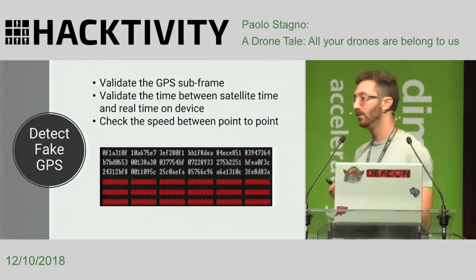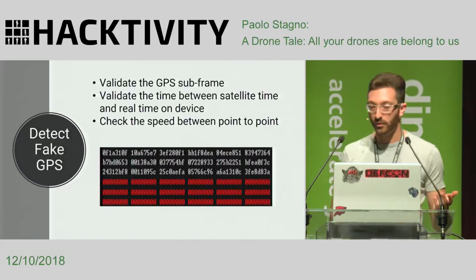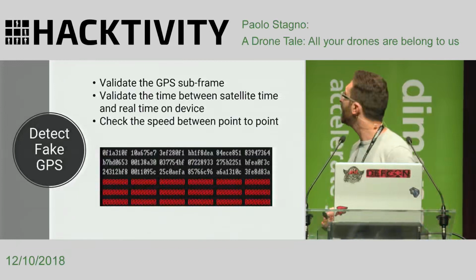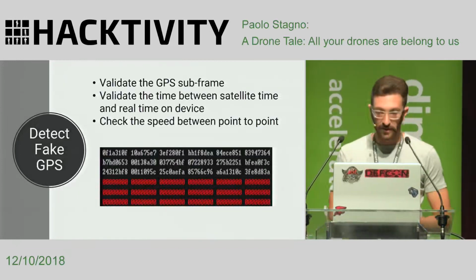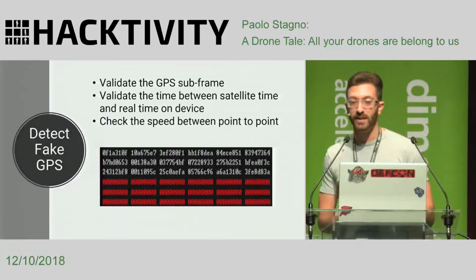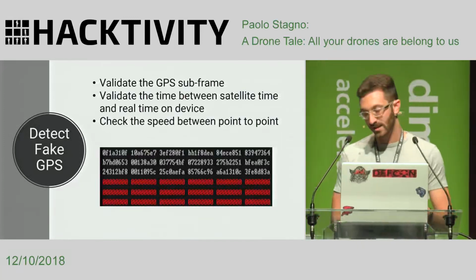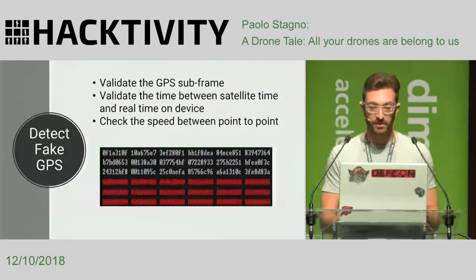So if the two times are too different, we should refuse, for example, a GPS signal that we are receiving. And the last and third option that we have is to check the time spent traveling between two different GPS positions. So if we are in Italy and after 1 second the new GPS position is China, we should refuse the GPS signal that we are receiving because it's impossible.